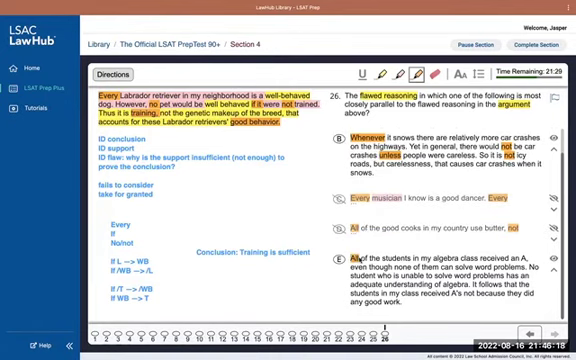Okay, and then we have all here, which is going to match with every in terms of indicating a sufficient condition. But they're giving us a concession. So the phrase "even though" indicates a concession.